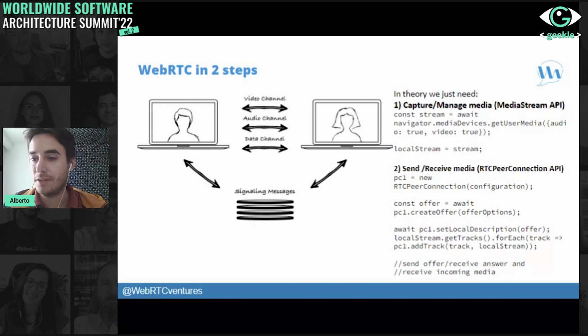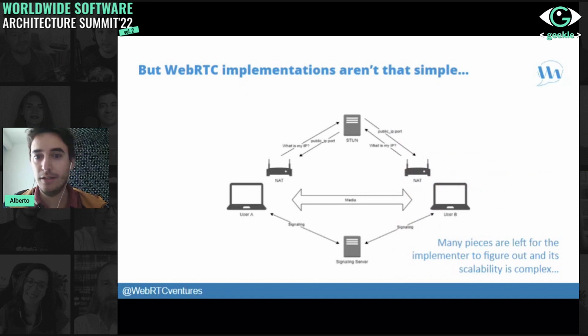And here I just briefly describe the main steps. You would create something called an RTCPeerConnection, which is the connection that allows us to send video and audio using UDP. So it's really low latency. And that was a very high level introduction.